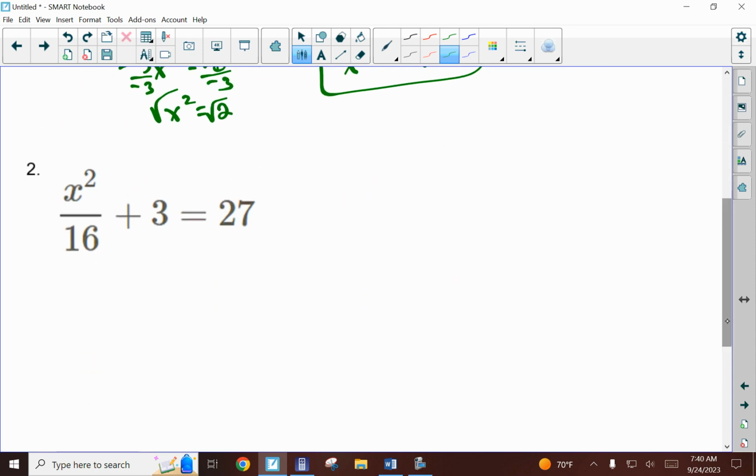Okay, next question, again, fractions. Don't worry about the fraction until later. So let's start the problem just like normal. We're going to subtract 3 from both sides. So that right there is going to be 24 is equal to x squared over 16.